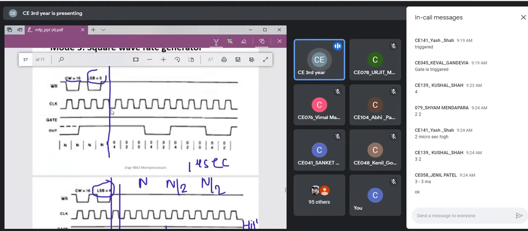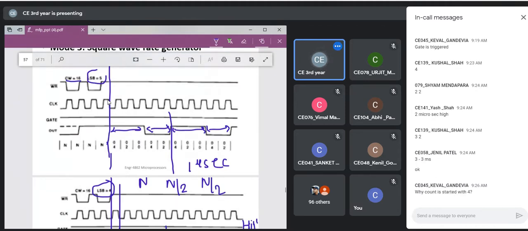Now if you see 4, 3, 2. For 3 pulses it was high because the count was 5, and for 2 pulses it was low. Again for 3 pulses it was high, and 2 pulses it was low. So here the period of your square wave will be 5 clock cycles. On period will be 3 microseconds. Off period will be 2 microseconds.